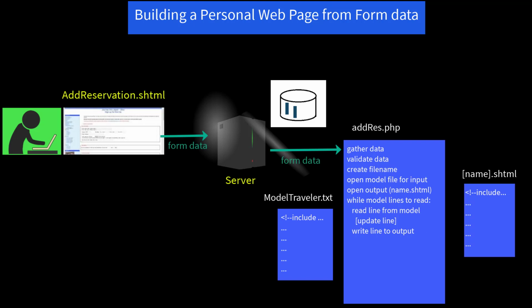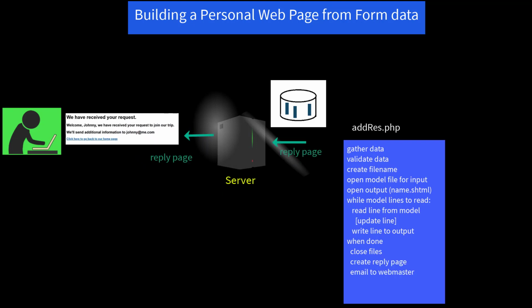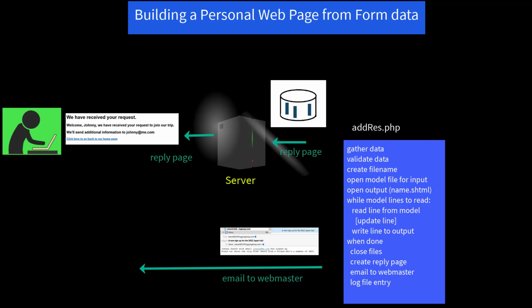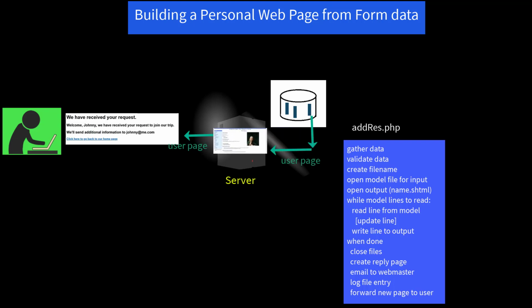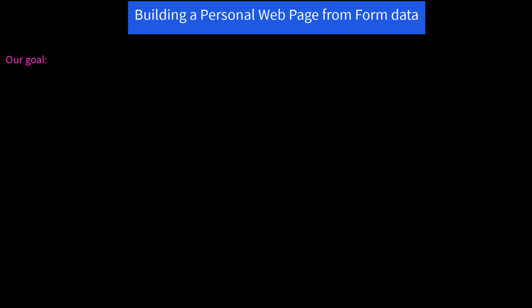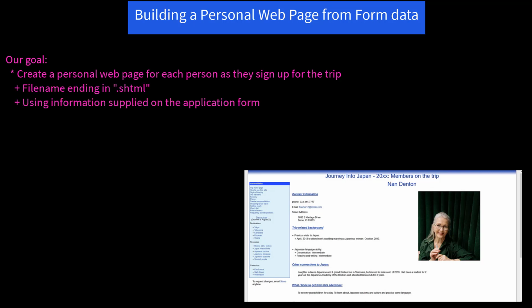When the whole model file has been processed, the CGI closes the files, creates a reply page for the user, sends an email to the webmaster, logs the event, and then schedules the new private page to be sent to the user to examine. Our goal here is to create a personal web page for each person as they sign up for the trip. A file with a name ending in SHTML using the information they supply on the application form. This is so the travelers can get to know each other a bit and to encourage people who haven't signed up to join the trip.